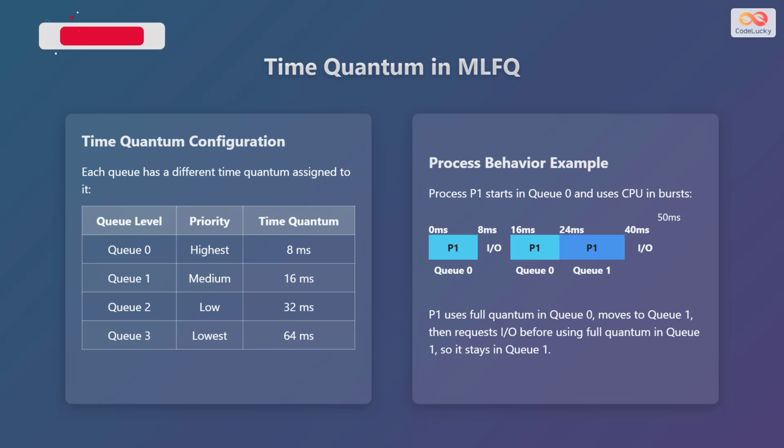Here's an example of process behavior. Process 1 starts in Q0 and uses CPU in bursts. Process 1 uses the full quantum in Q0, moves to Q1, then requests input-output before using the full quantum in Q1, so it stays in Q1.